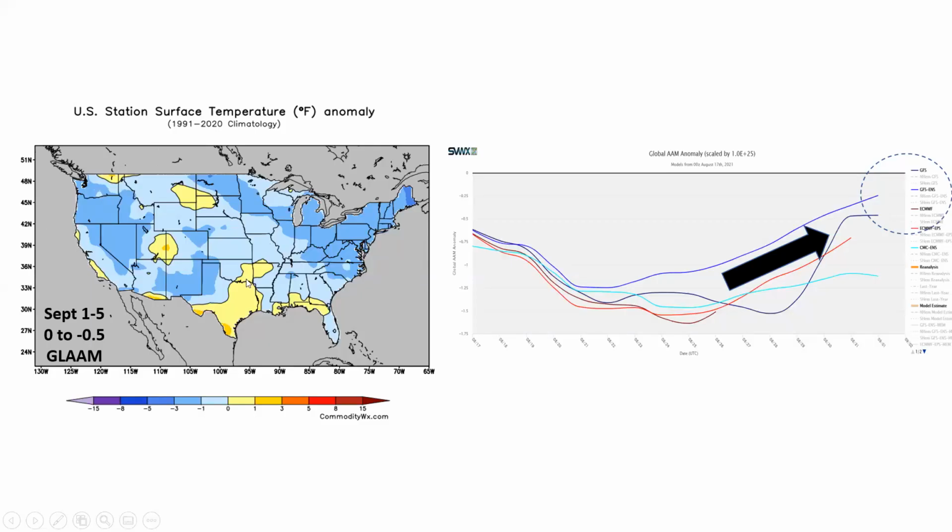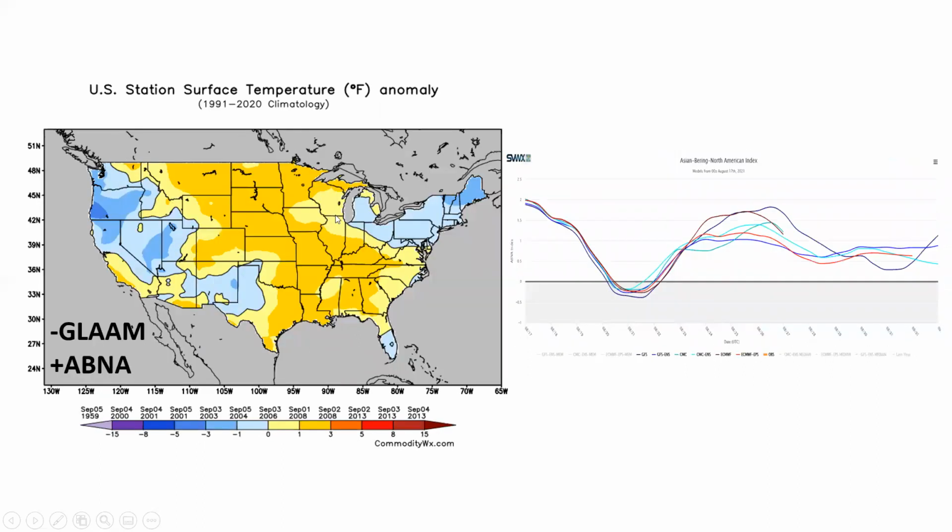I did want to layer a little bit more onto this, though, because we know the global wind will probably still be somewhat negative, and I said weakly negative by early September. And the other thing that's been really frequent this summer has been the positive Asian-Bering-North American Index, the ABNA. It's been persistently positive a lot of times, and that's been pushing the heat up into the Midwest and plains more often than not.